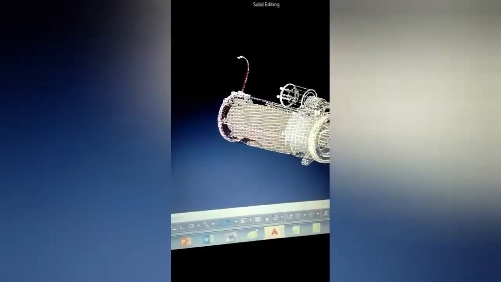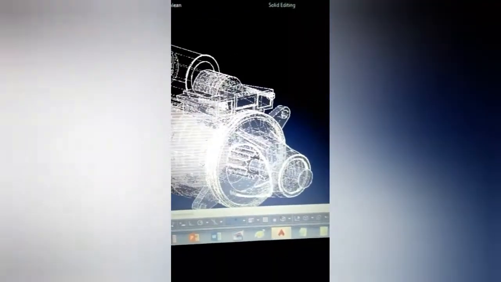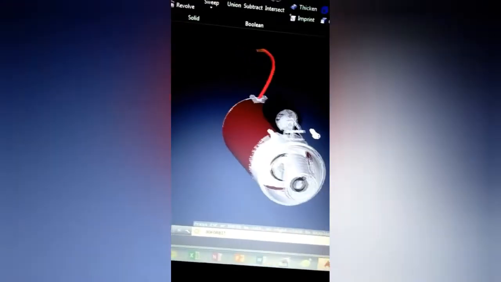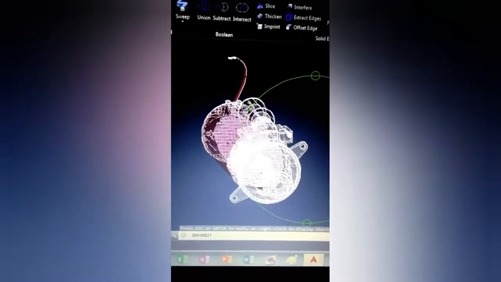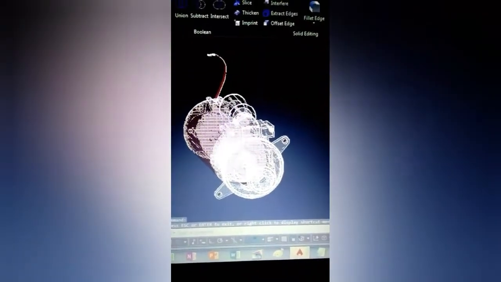So guys, thank you very much for staying with me all throughout the process of this project, and hope to be with you again someday when I create another three-dimensional image of automotive parts.